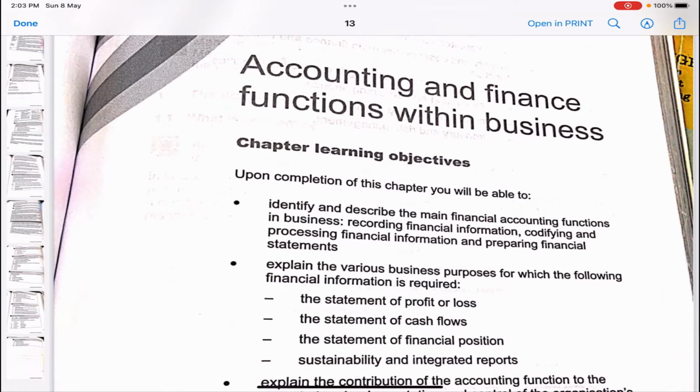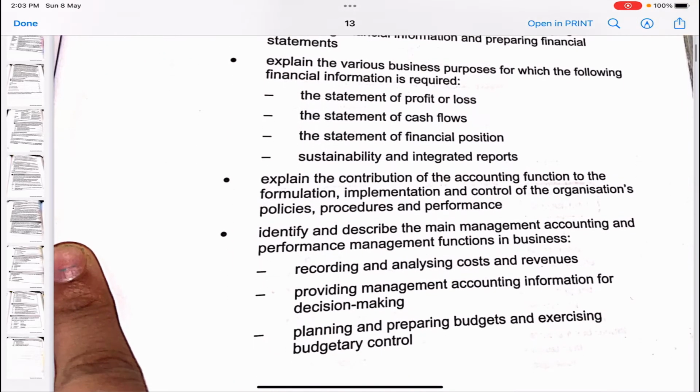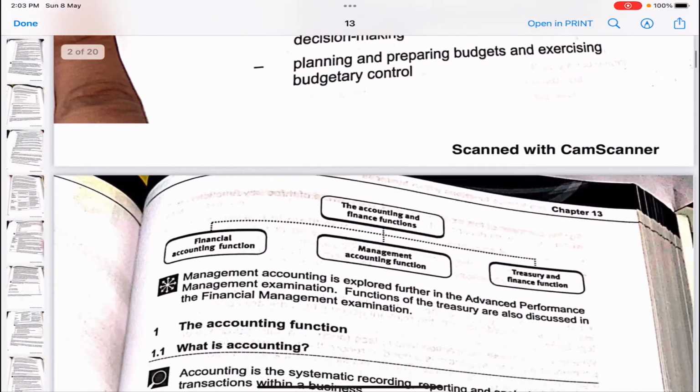Accounting and finance functions within business. In this chapter we will be learning about the finance functions and procedures, the accounting functions in every business organization, what the financial statements are, and so on.